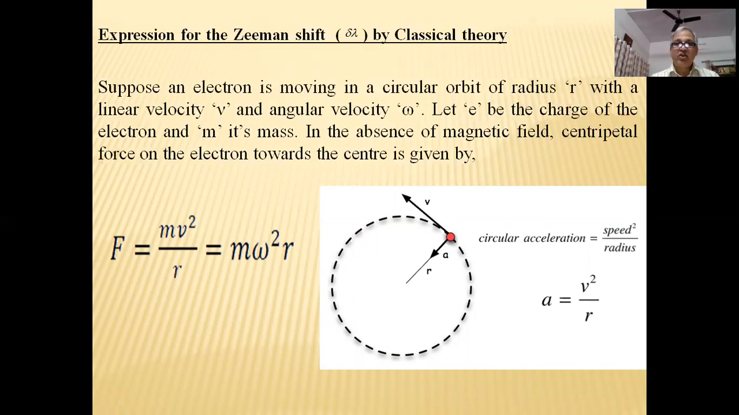In the absence of a magnetic field, the centripetal force on the electron towards the center is given by F equal to mv square upon r. And we know that v equal to r omega. So we substitute the value of v, we get m omega square r.